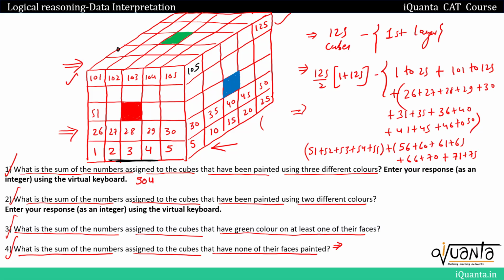So after you add all these numbers, you will be getting the sum as 6174. This will be the sum of all the cubes that are visible from outside, and the sum of all the 125 cubes that we have, it will be equal to 7875. So you simply have to subtract 6174 from 7875. When you do this, you will be getting how much? 1701. So this will be your answer to the last question.